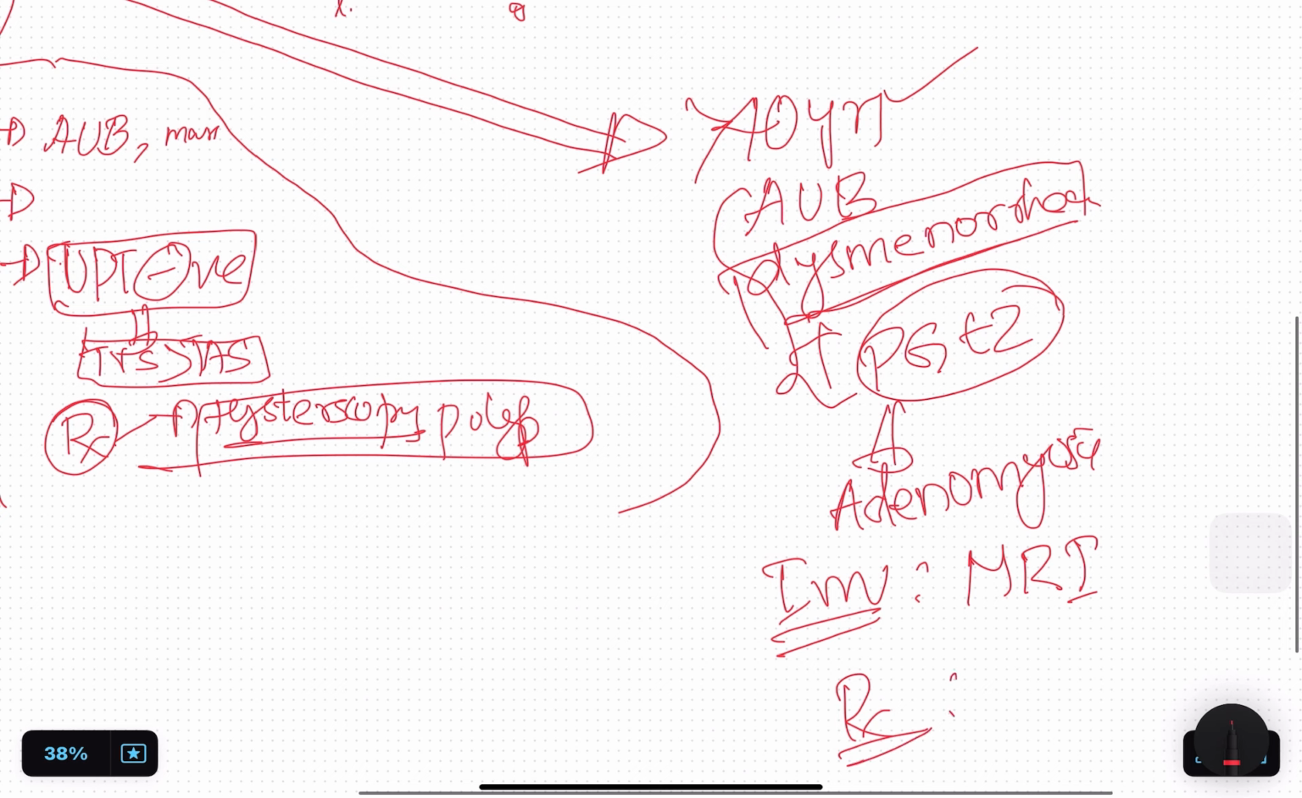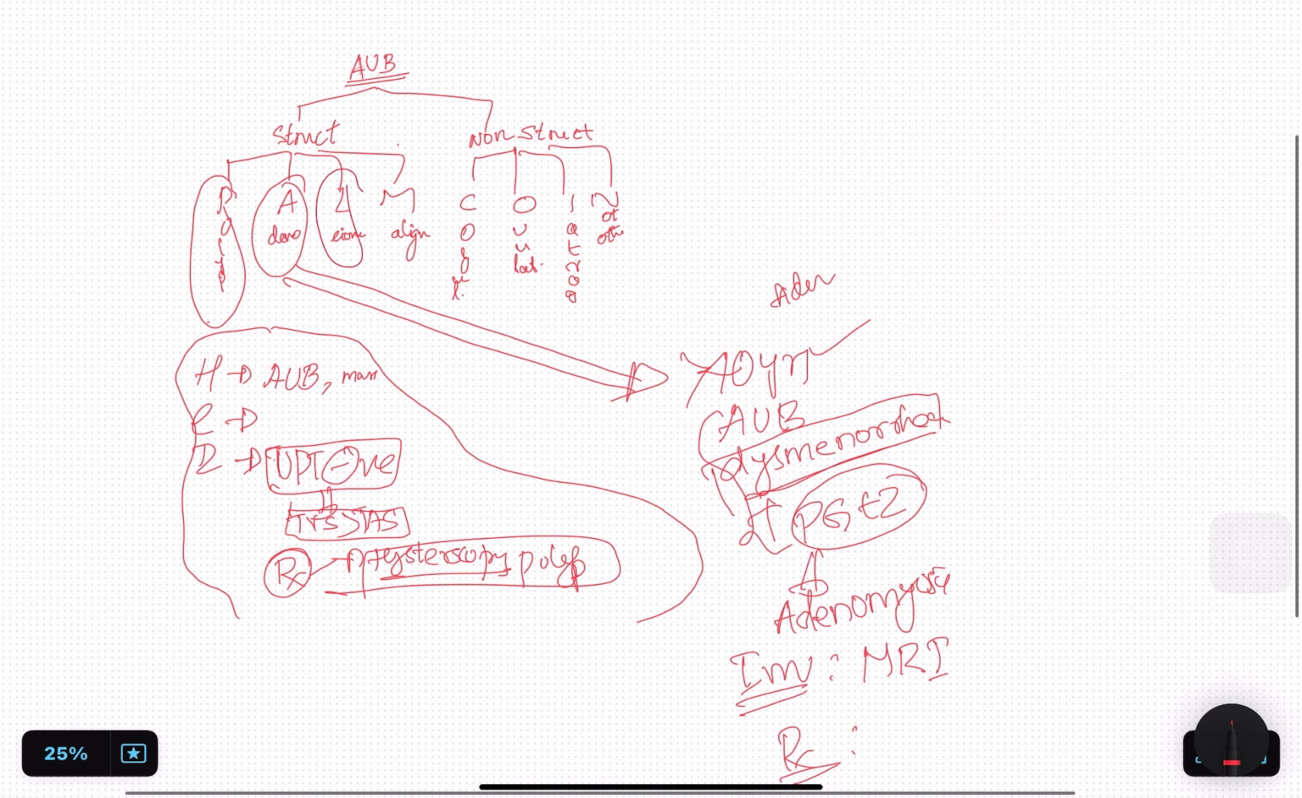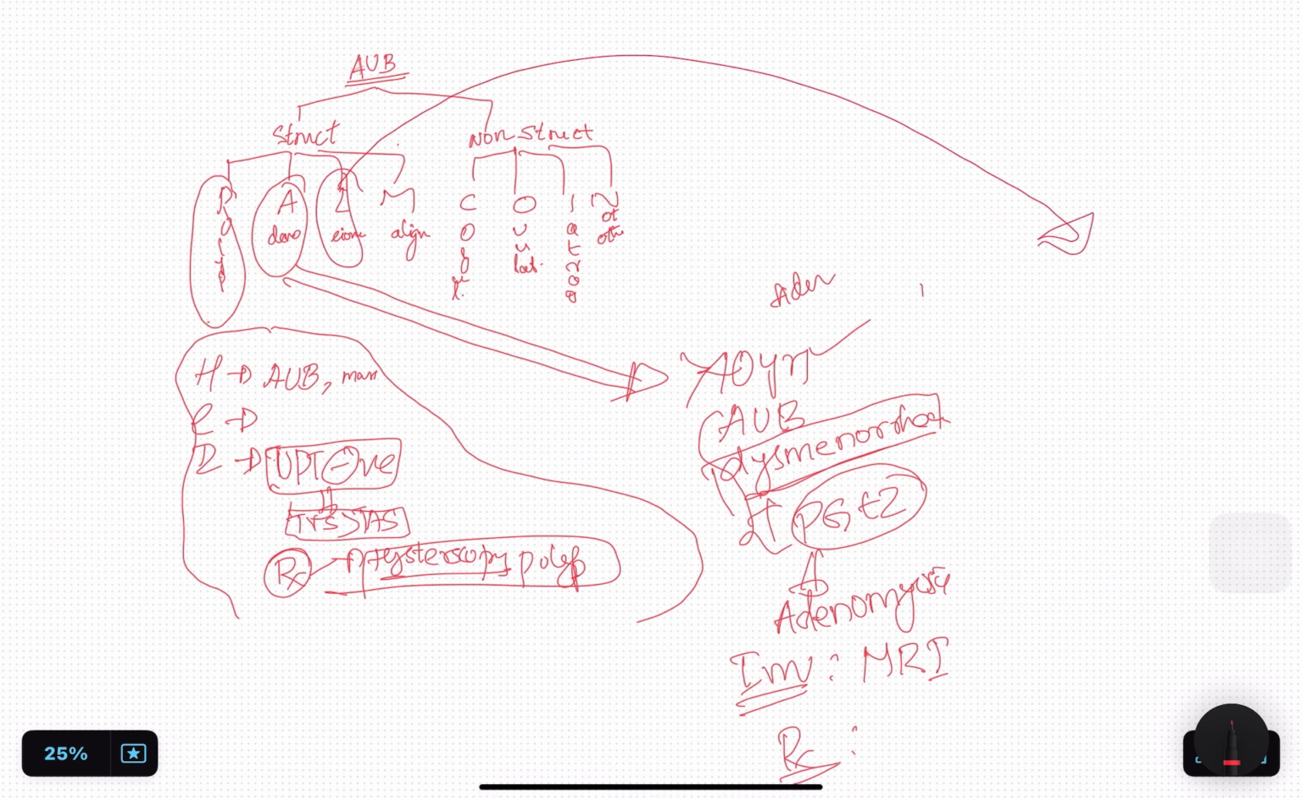Then treatment, a specific thing. If she is post-menopausal, do a hysterectomy, or you can remove the endometrium layer which is invading the myometrium. That is one thing. This is adenomyosis. Next, leiomyoma. The most common cause, guys. Come on, tell me. What is it also called?